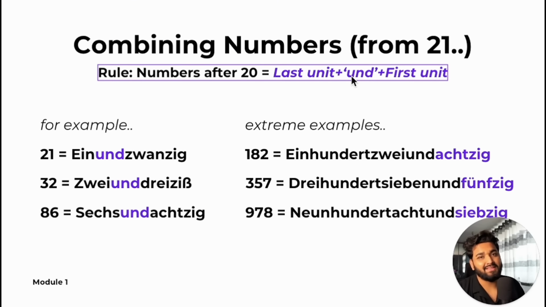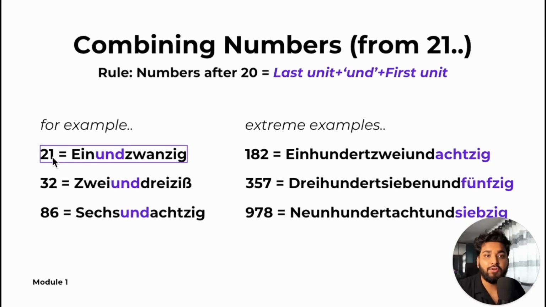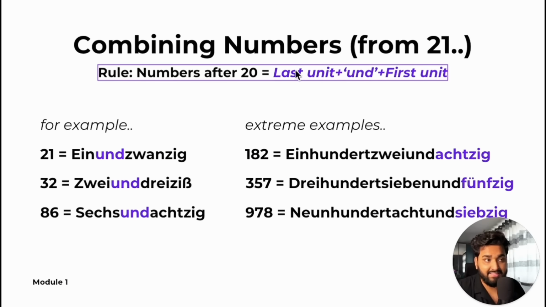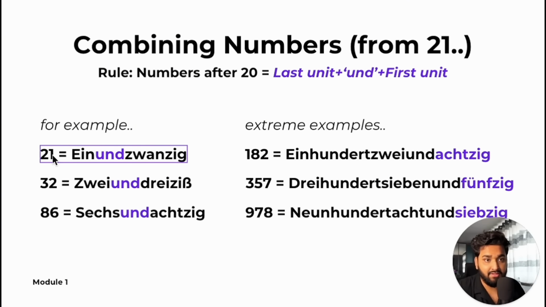Und is basically "and" in English. You say "and" in English, and in German you will say "und". For example, using this rule, you will say 21 as einundzwanzig. Remember, the last unit is 1, which is ein, then und, and then the first unit is 20, zwanzig, so that you will say 21, yeah?